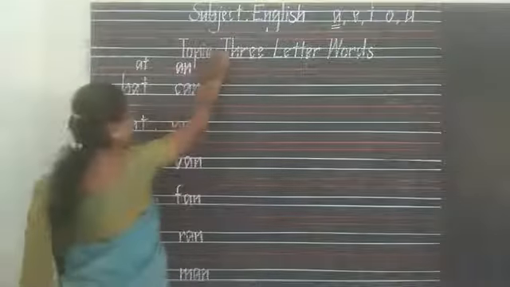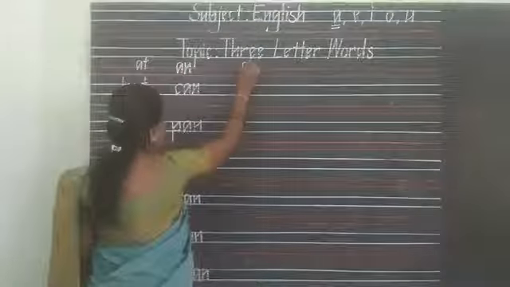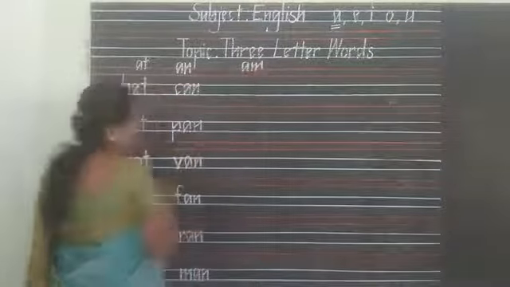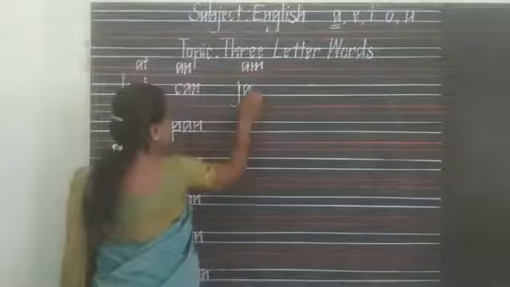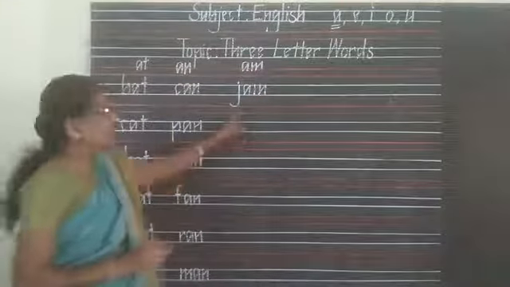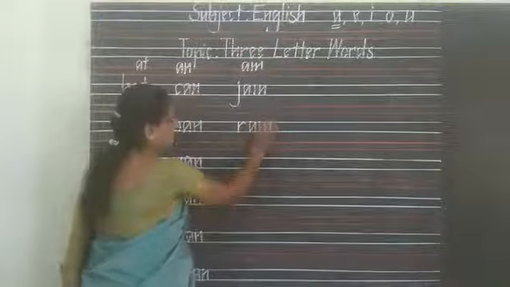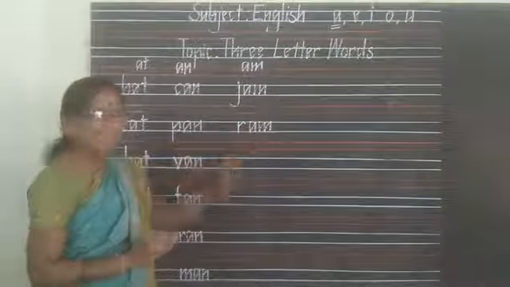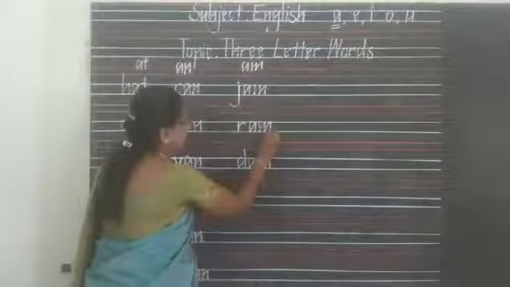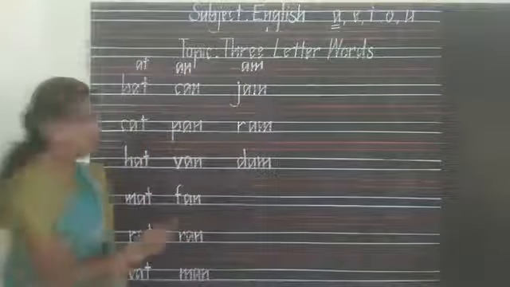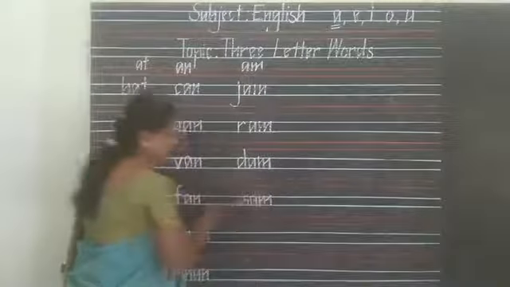Next, A M, A M group of words. J A M, jam. R A M, ram. D A M, dam. Next, S A M, Sam.